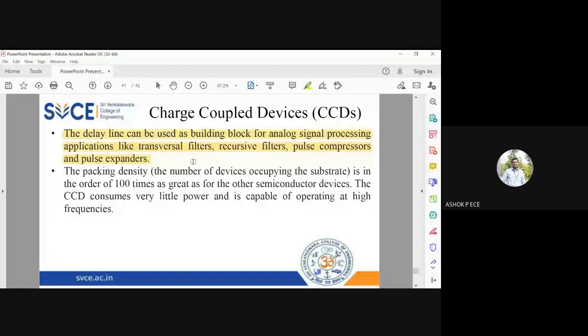The packing density is very, very large. It's 100 times greater. So within a single square area of the device, you can fabricate several CCDs for memory devices. The power consumed by a CCD is very, very small, which will ensure the operation of CCDs at high frequencies. Okay, so this is what we have about the charge coupled devices.